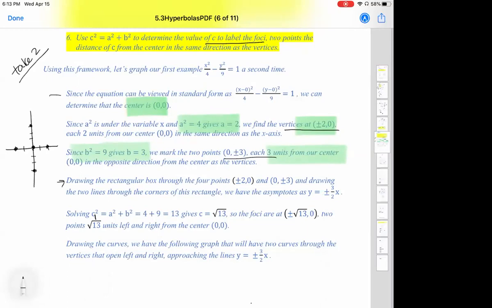And now here it's saying drawing a rectangular box through our 4 points. All right, so we're going to draw a box. We're going to draw a dotted box because this is not a graph. This is helping us determine an outline of our graph.